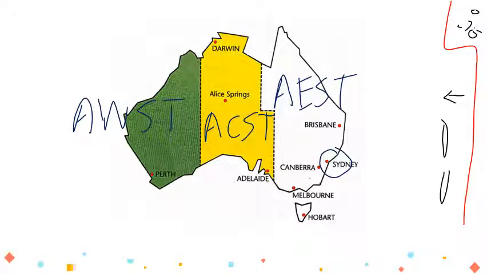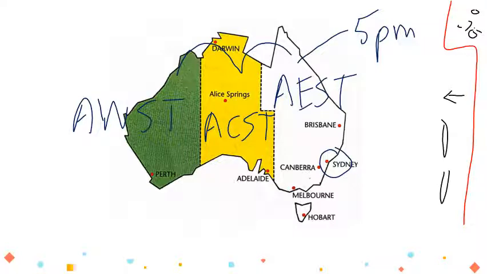Okay, so what's the difference between them? Well, you would think it's an hour. So here we've got 1, 2. So Australian Western Standard Time would be 2 hours behind Australian Eastern Standard Time. So let's say here it's 5 p.m.